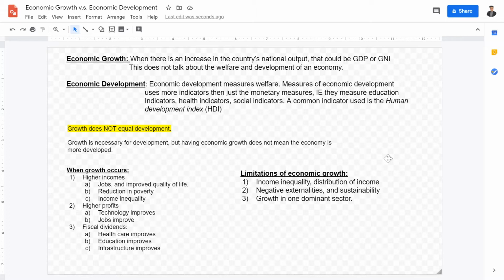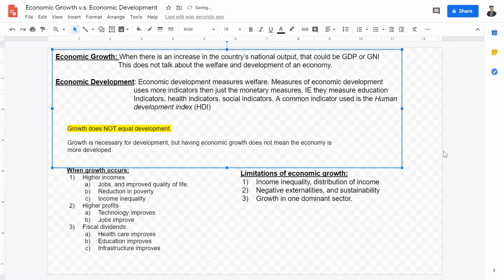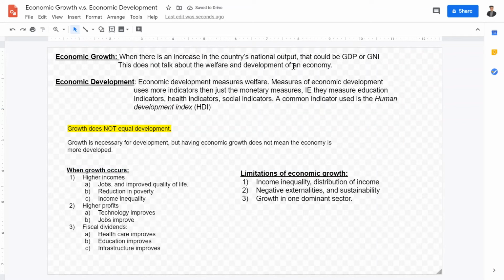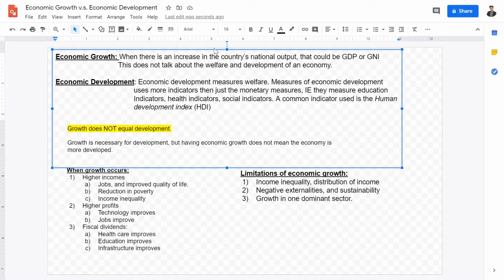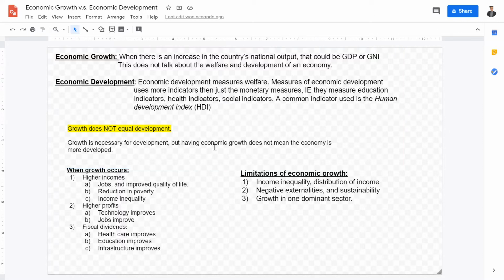We're going to first be introducing the idea of economic growth versus economic development. Previously in our macroeconomics chapters, we talked about economic growth. The definition is an increase in a country's output, for example, when the GDP or the GNI increases. It's important to note that when talking about economic growth, we don't talk about the welfare and development of an economy. However, for economic development, we do consider such factors.